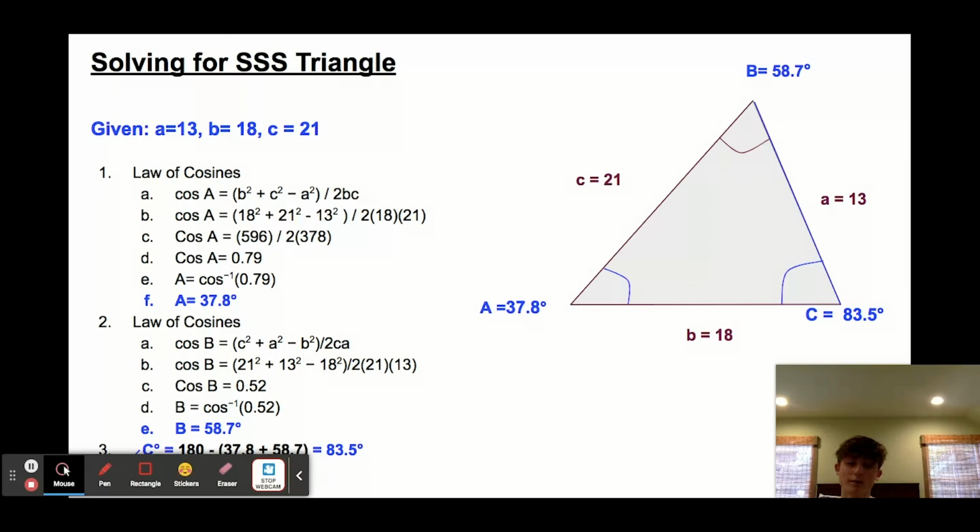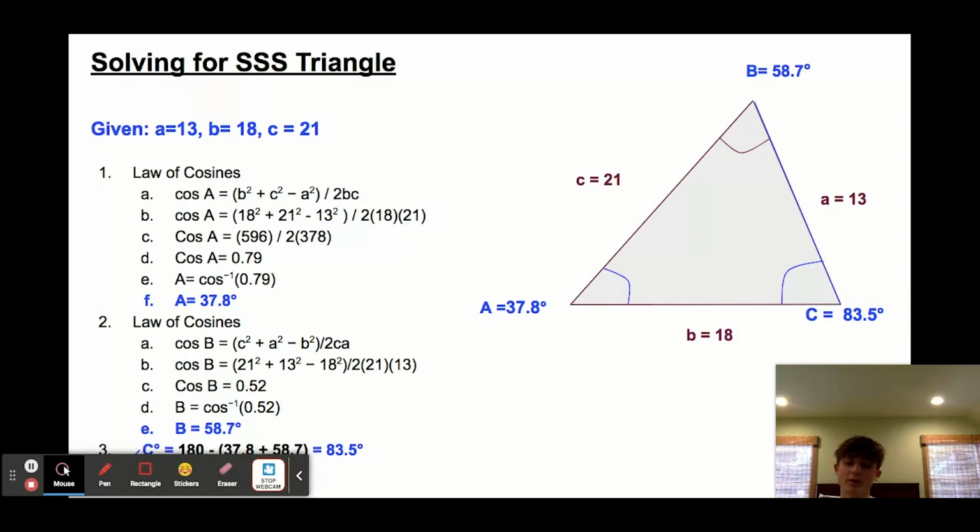We want to find angle A, so we get cosine A on its own side and solve for it. This gives us cosine A equals b squared plus c squared minus a squared, divided by 2bc. Then we plug in our values and we get cosine of A equals 18 squared plus 21 squared minus 13 squared, divided by 2 times 18 times 21. After simplifying, we get cosine of A is equal to 0.79. We use the inverse cosine to get angle A by itself, and we get 37.8 degrees for angle A.